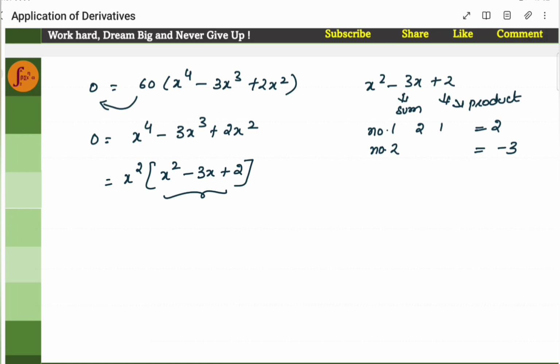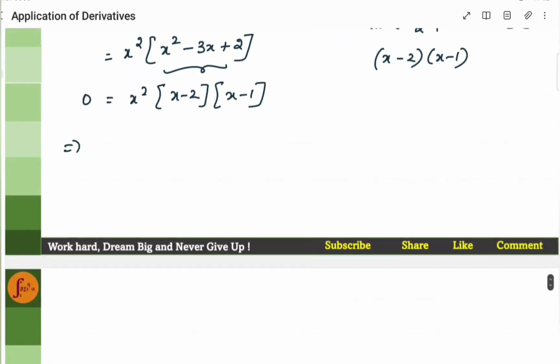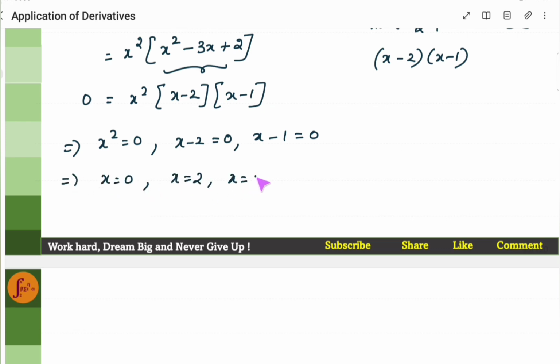Numbers can be 2 and 1. Right? 2 plus 1 is 3, but I want minus 3, so I'll put minus on both. I'll get minus 2 minus 1 is minus 3, and minus 2 into minus 1 is plus 2. So the factors are x minus 2 and x minus 1. I can write this as x square into x minus 2 into x minus 1 equal to 0. This means x square is equal to 0, x minus 2 is equal to 0, x minus 1 is equal to 0, which means x is equal to 0, x is equal to 2, and x is equal to 1. So these are the values of x.